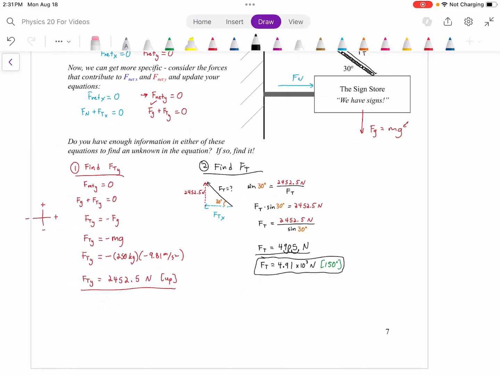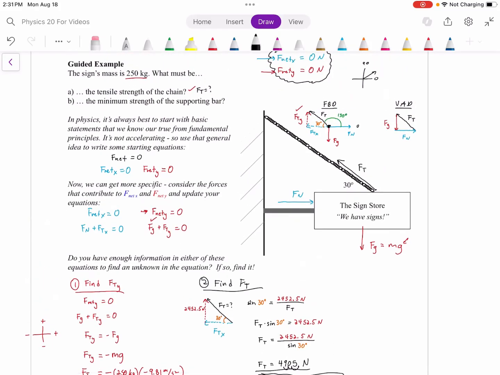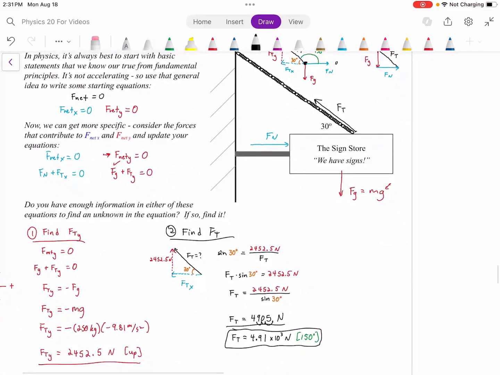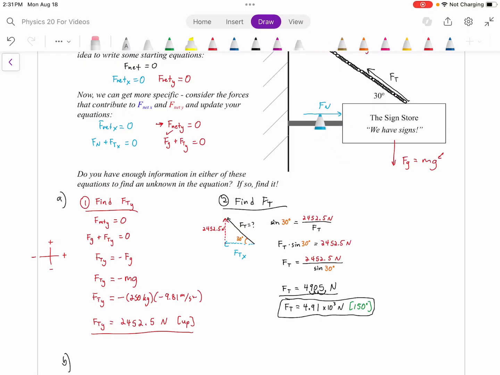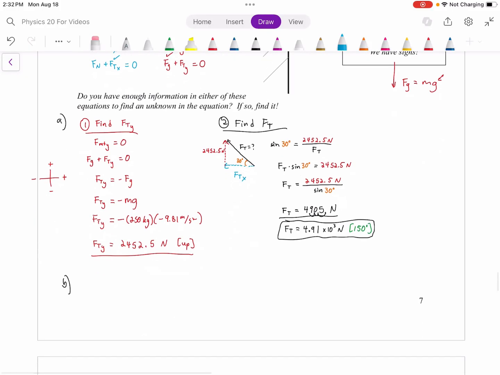All right, so there's part A done. We found the tensile strength. Part B is saying the minimum strength of the supporting bar. Well, what force does the supporting bar have to take? It has to be able to handle this normal force, right? And so where are we going to find the normal force? Well, by looking in the x-axis, right? And now we might not have ftx just yet, but we do have ft itself, right? So we can get its x component, and therefore the only thing we won't know will be the normal force, and we can solve for it.